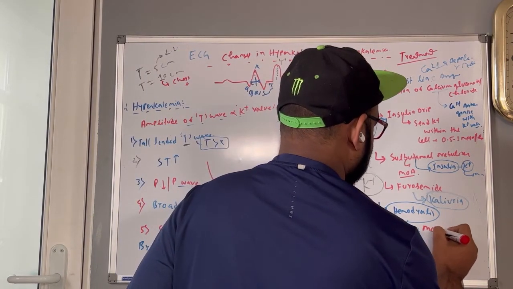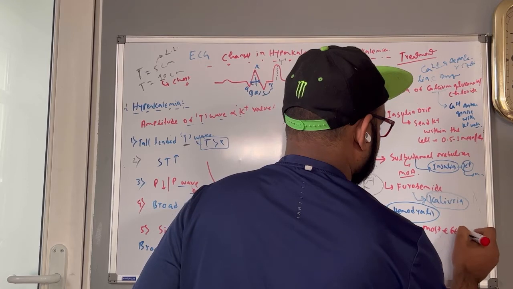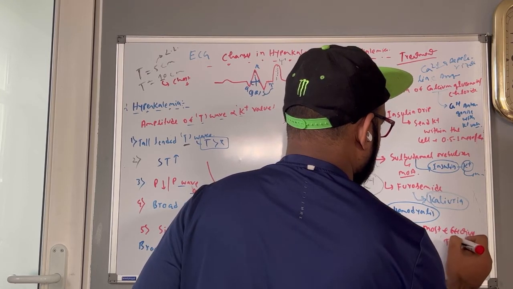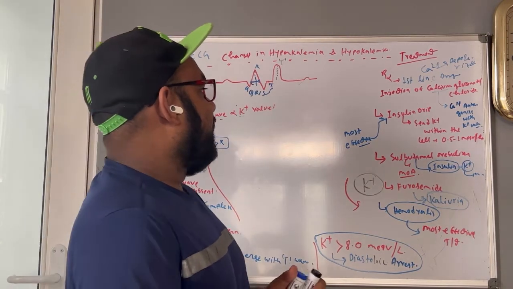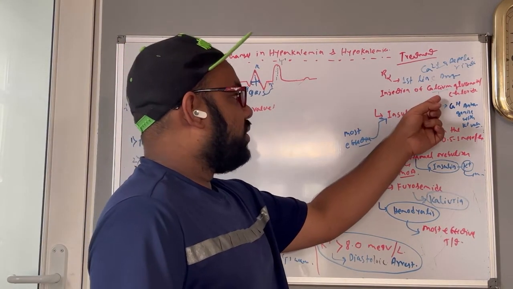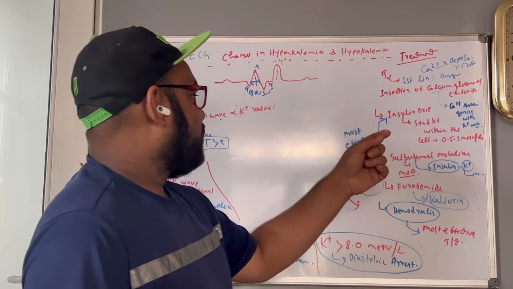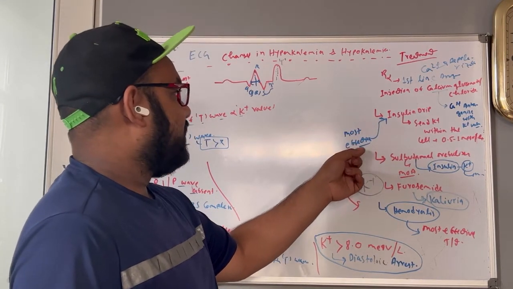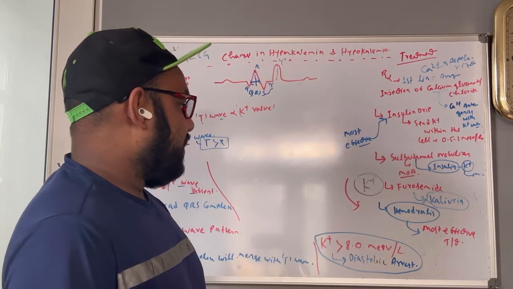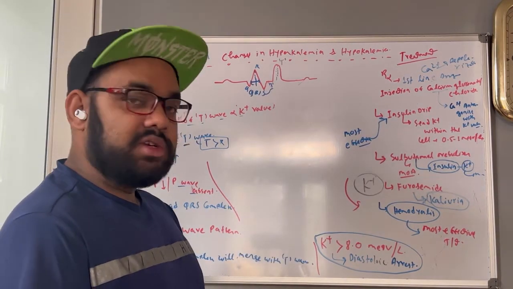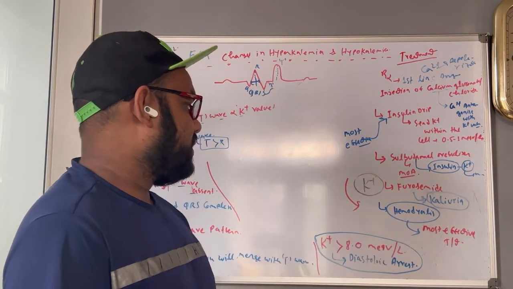Now in the exam, if they ask which of the following is the first line drug, that will be calcium gluconate, injection of calcium gluconate or calcium chloride. If they ask which of the following is the most effective drug, that will be the insulin drip. And if they ask which of the following is the most effective treatment, then it will be hemodialysis.